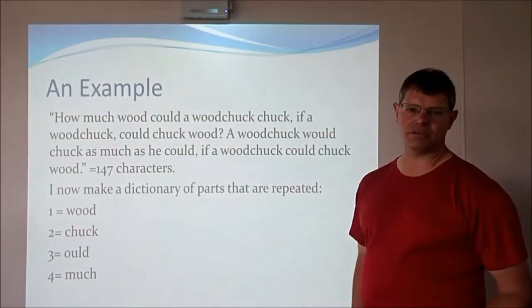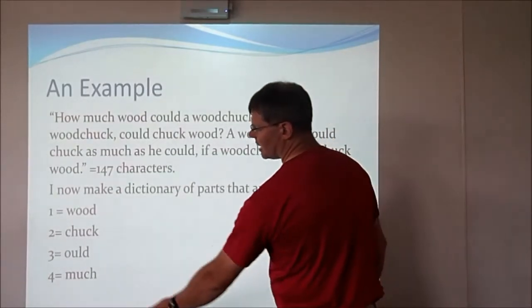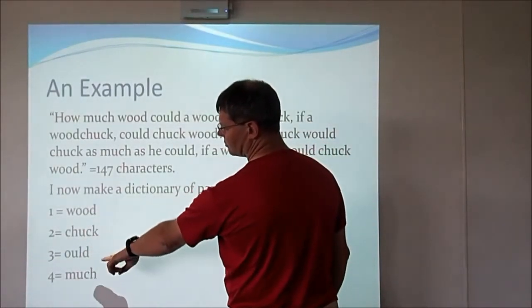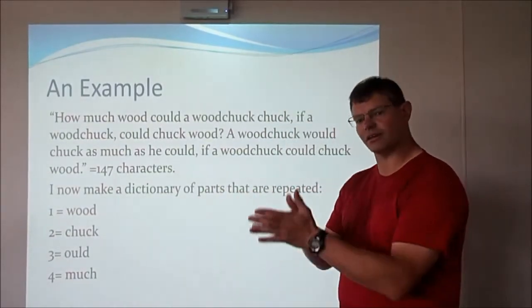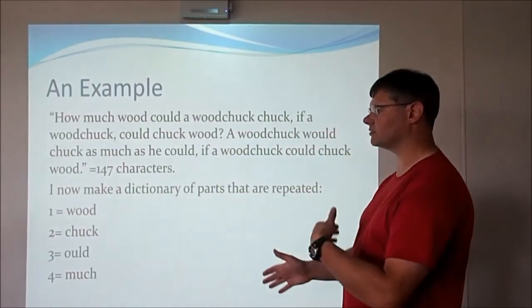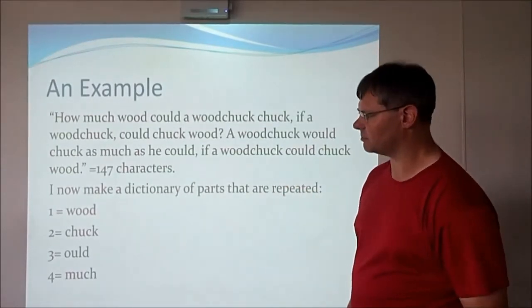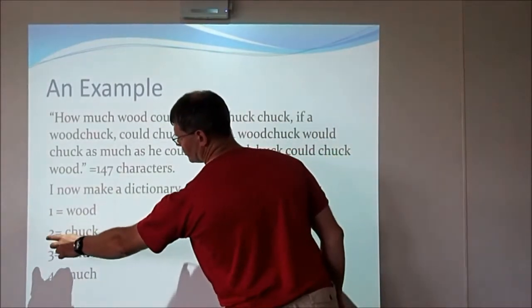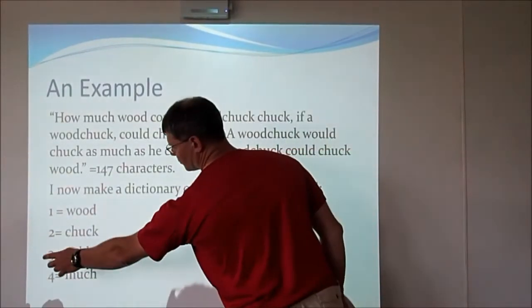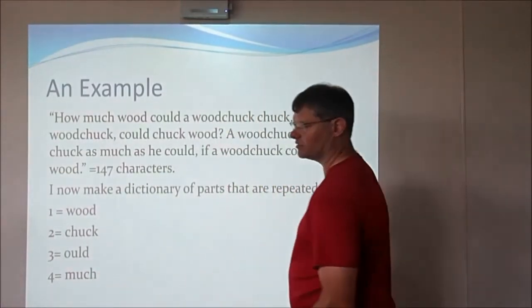Now if I was a computer, I'd be doing a lot more clever stuff, like working on the theory that every time there's the word would or could, there's also a space after it, so I could include that space in there as well, because we count spaces as characters. But I'm not going to get as complicated as that, just want to keep it simple. So, number 1 is the word would, number 2 is the word chuck, number 3 is the letters O-U-L-D, and number 4 is the word much.